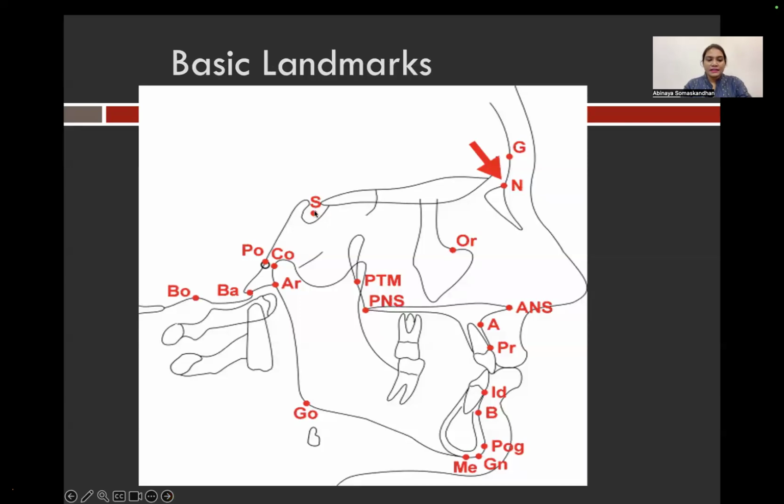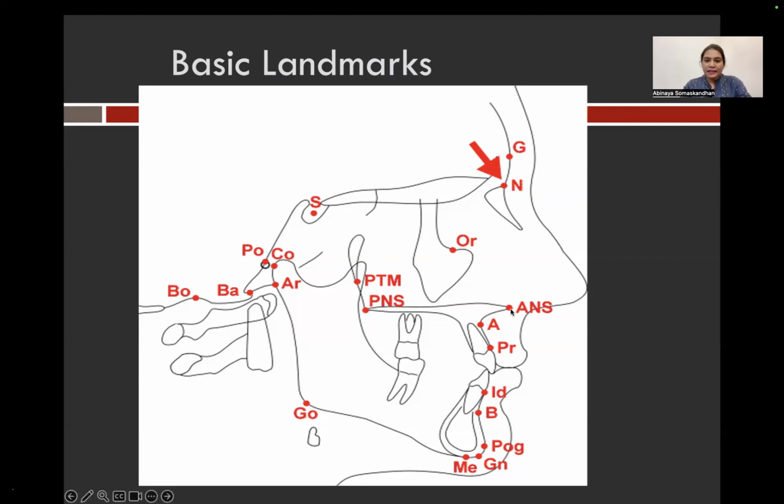The first is the sella, which is the point S. It is the geometric center of the pituitary fossa. The second is the nasion or N point, which is the most anterior point on the frontonasal suture. The next is the porion, which is represented by PO. It is the most superior point on the external auditory meatus.